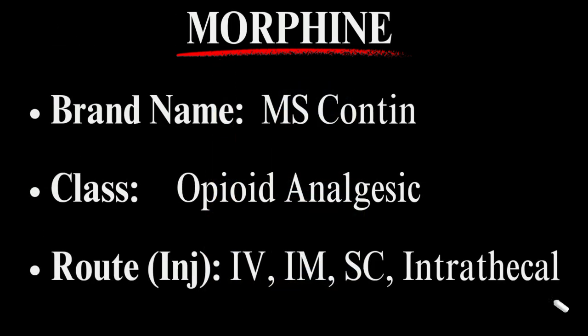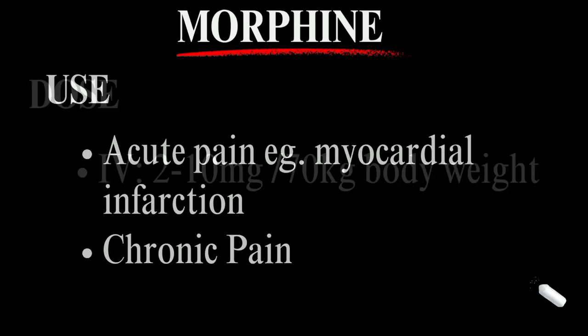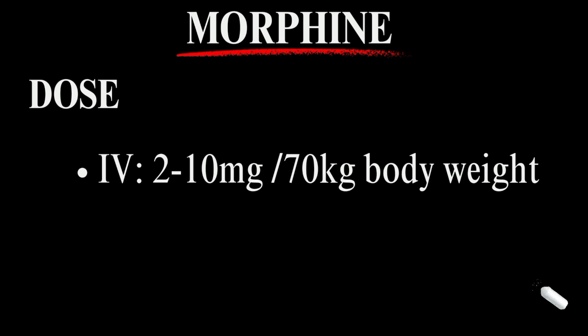Morphine, sold under the brand name MS Contin, is an opioid analgesic that can be given IV, IM, subcut, or intrathecal. So it's used to manage acute pain such as myocardial infarction. So another reason why it's the analgesic of choice in MI is because it decreases the heart rate, BP, and venous return, which can consequently decrease the myocardial oxygen demand. It's also used to manage chronic pain. The dose is 2 to 10 milligram per 70 kg body weight.